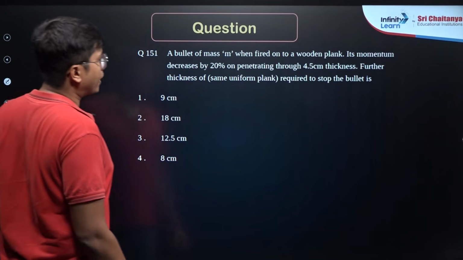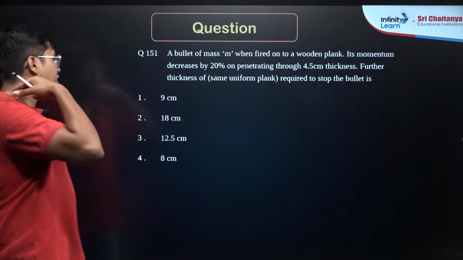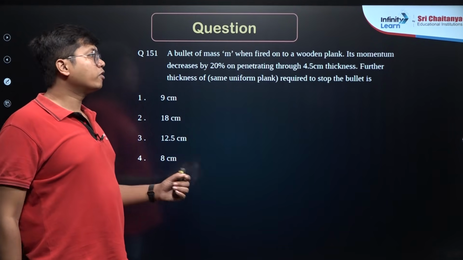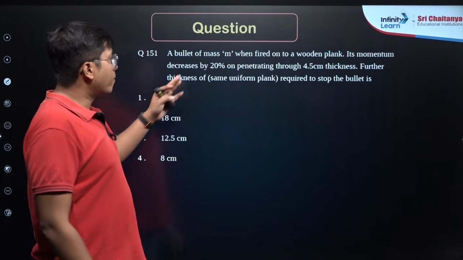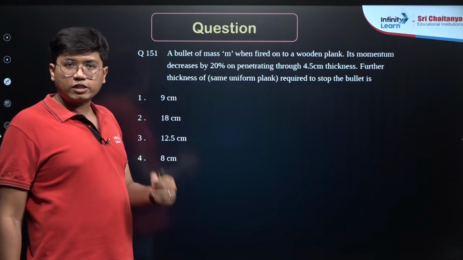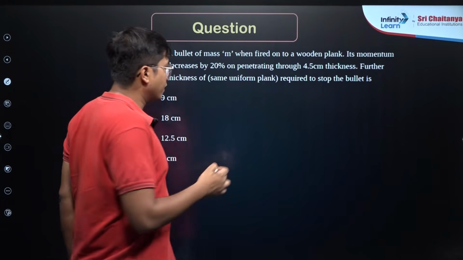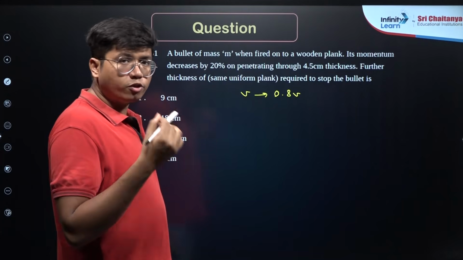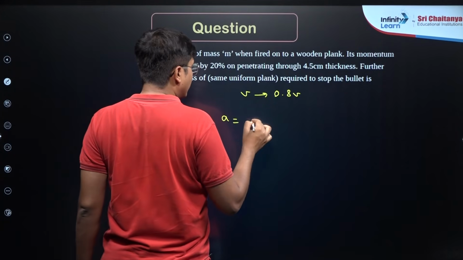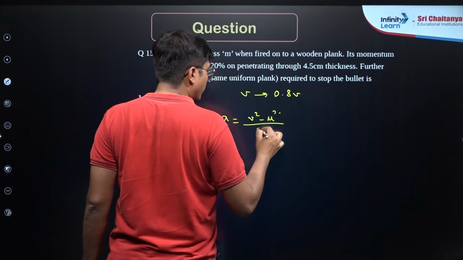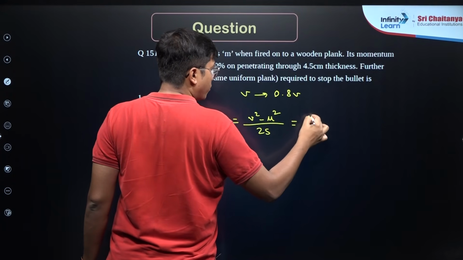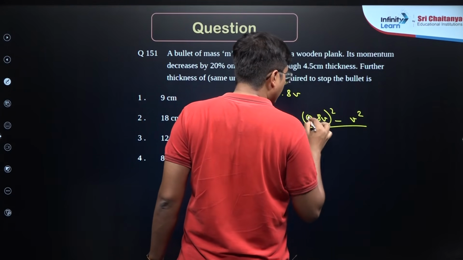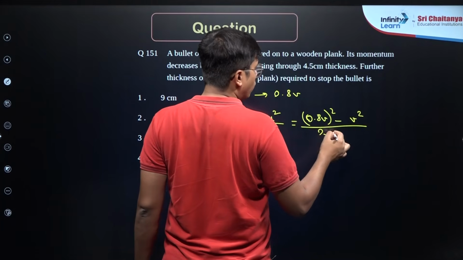Next one says, a bullet of mass m when fired on a wooden plank, its momentum decreases by 20% on penetrating through 4.5 centimeter thickness. Further thickness of the same uniform plank required to stop the bullet is how much? So momentum decreases by 20% basically means its velocity goes from v to 0.8v. The distance over here is 4.5 centimeters, so you can use that to find the acceleration. The acceleration is basically v square minus u square divided by 2s. So v is basically 0.8v whole square minus the initial speed v square, divided by 2 times this 4.5 centimeter.